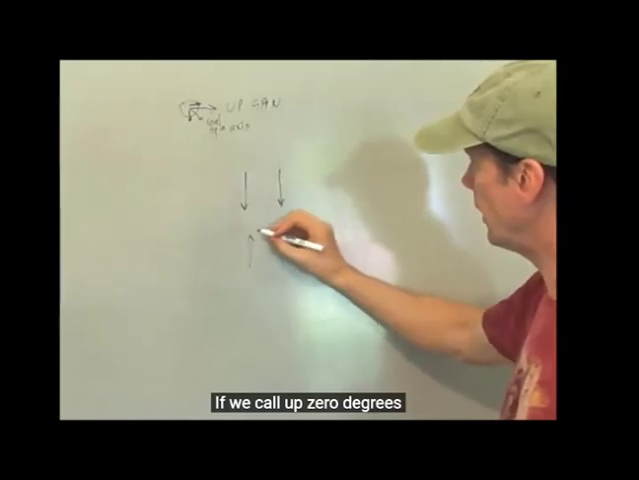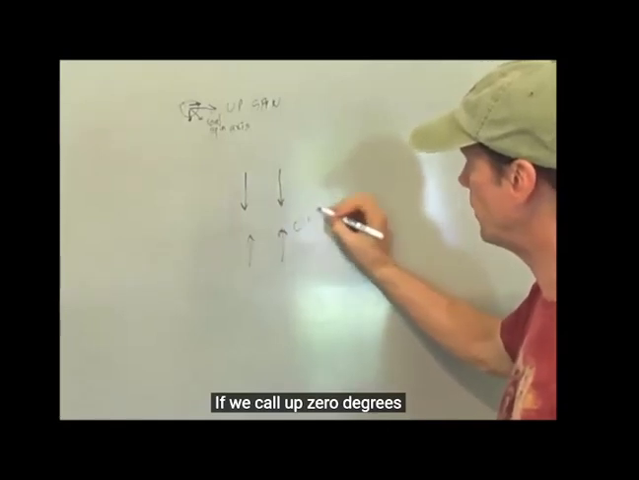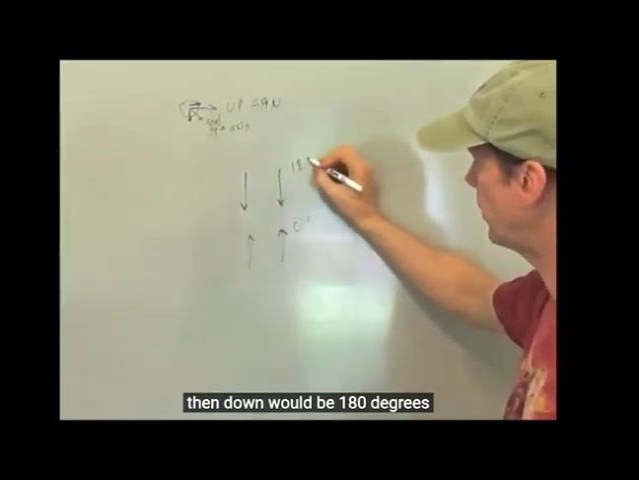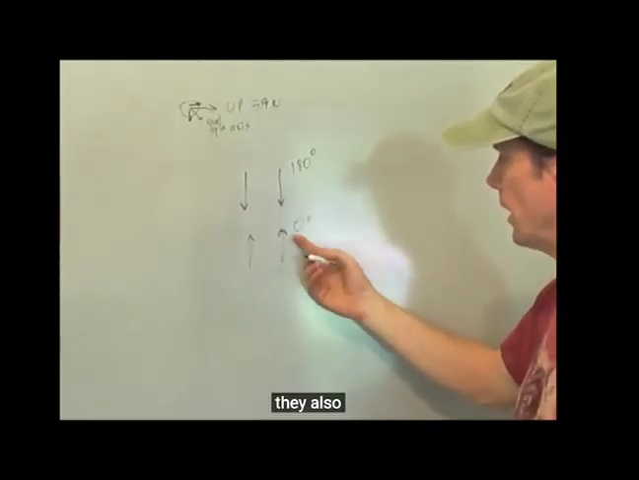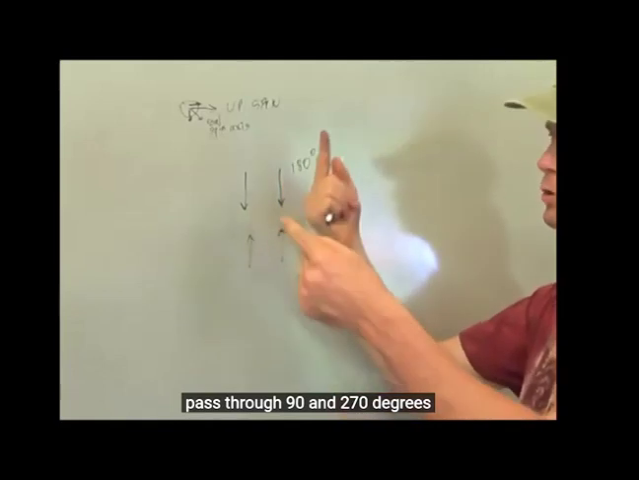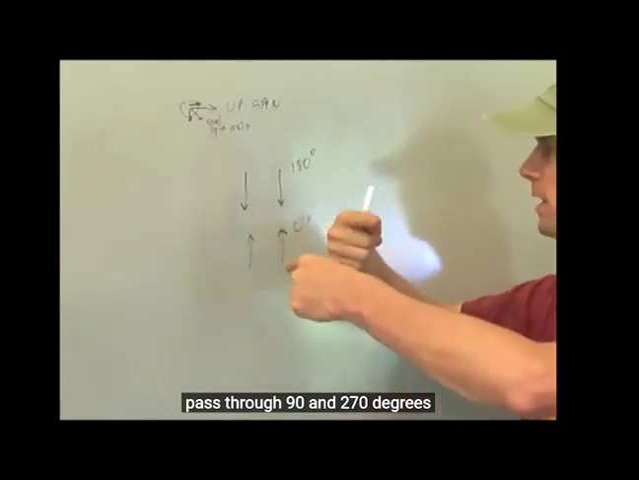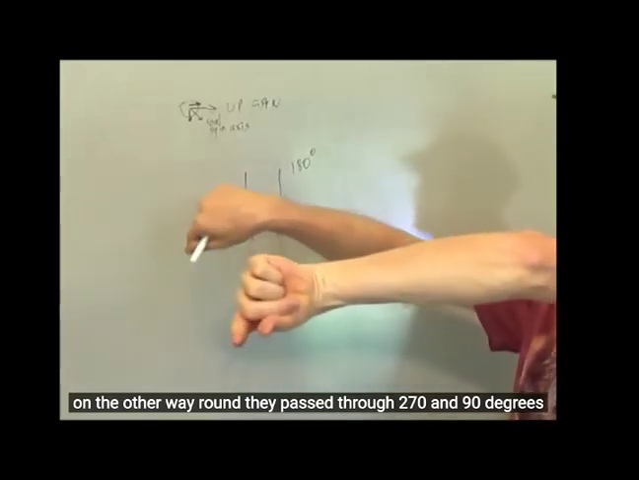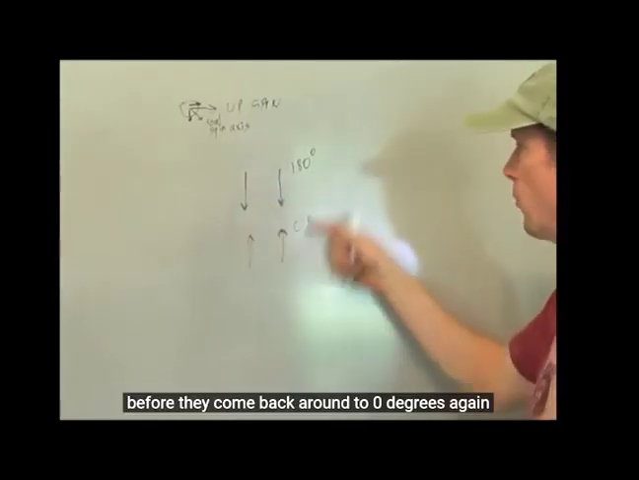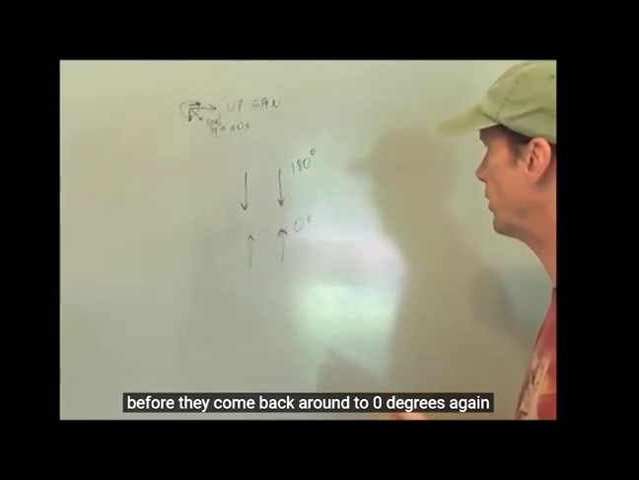If we call up 0 degrees, then down would be 180 degrees. And so they also pass through 90 and 270 degrees, and then on the other way around they pass through 270 and 90 degrees before they come back around to 0 degrees again.